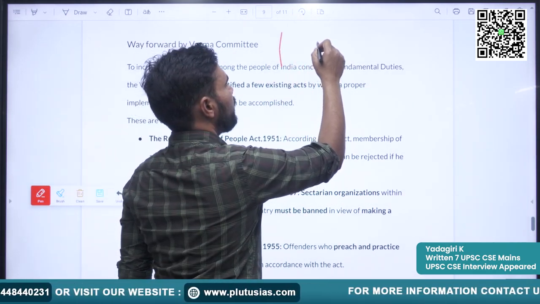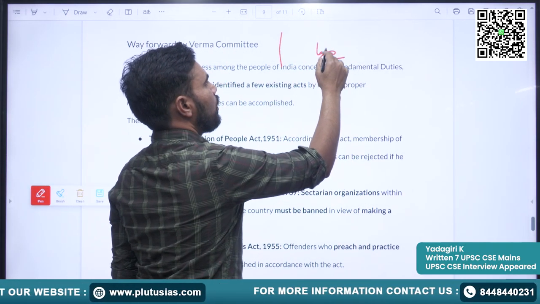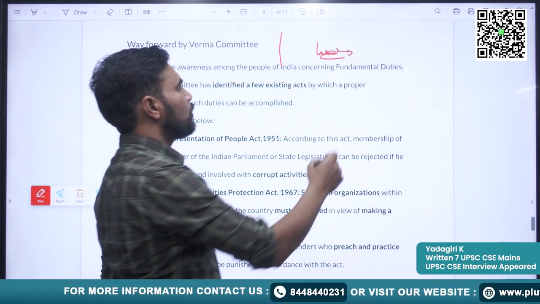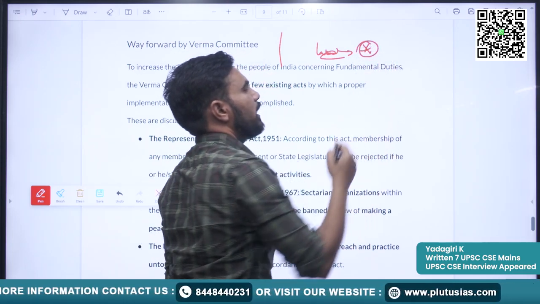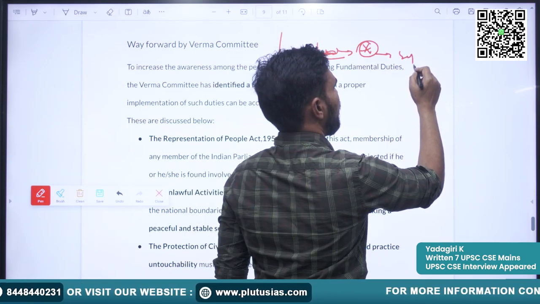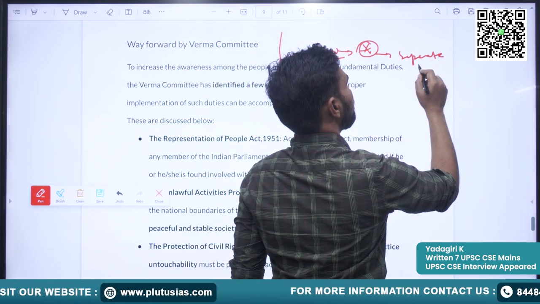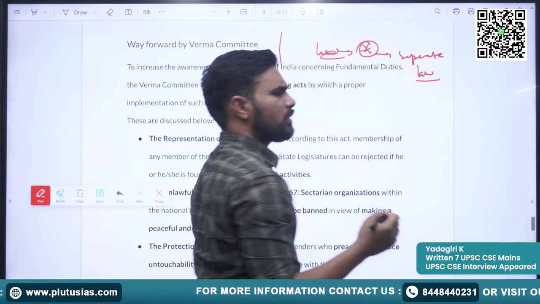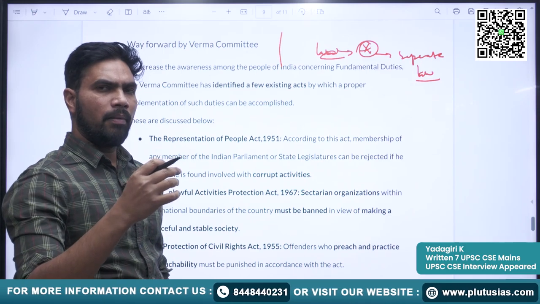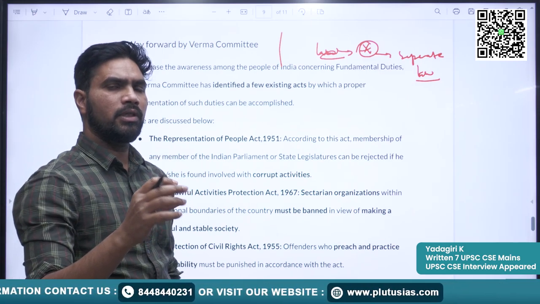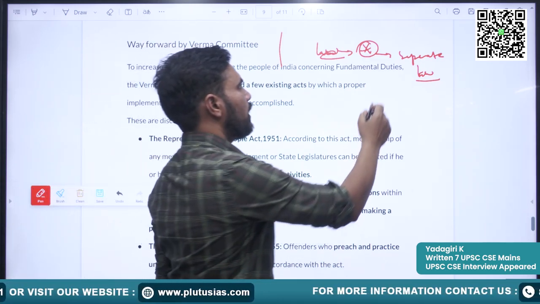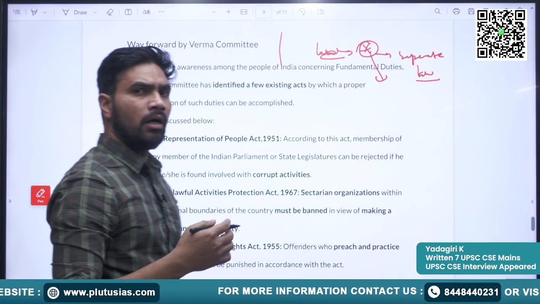Next came the question of whether there should be a law to ensure that people are following fundamental duties. The committee also examined this and said that there is no need for a separate law. If a separate law is made, it will look like tyranny. I mean, people are being made slaves and it will be a kind of tyrannical action. So there is no need for a separate law.